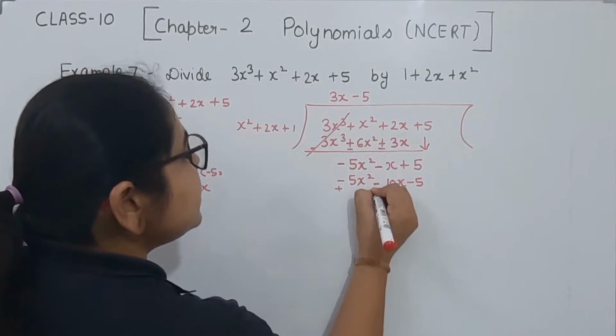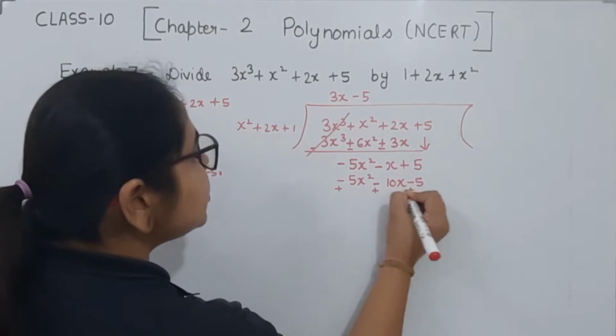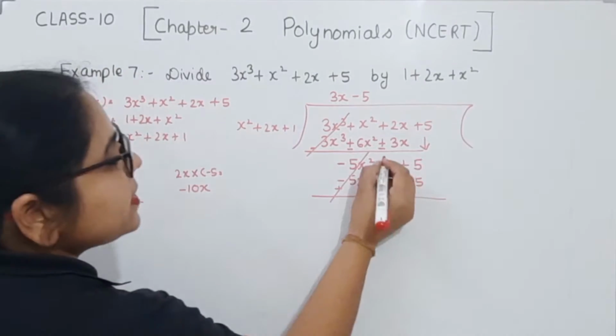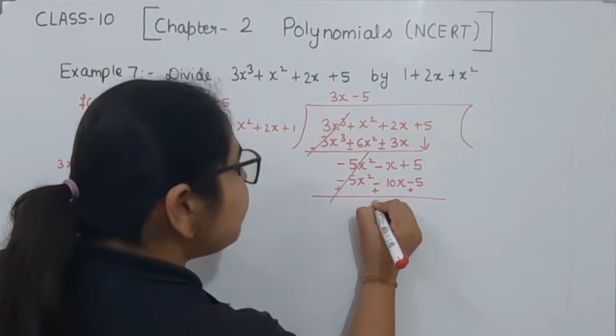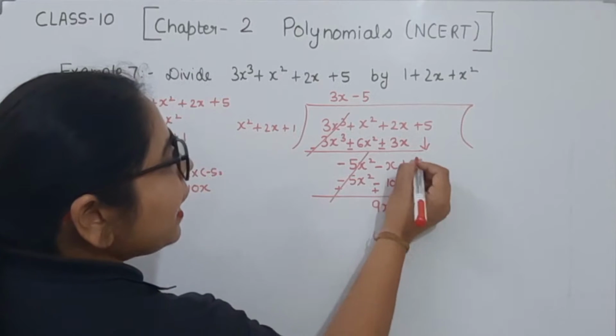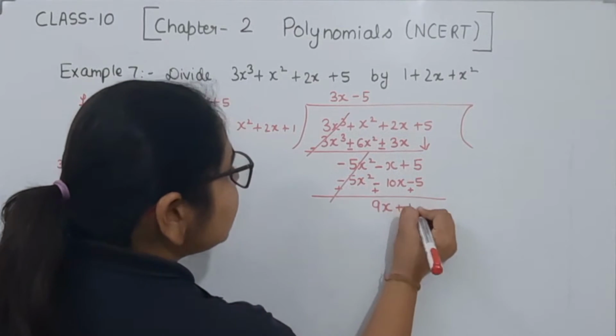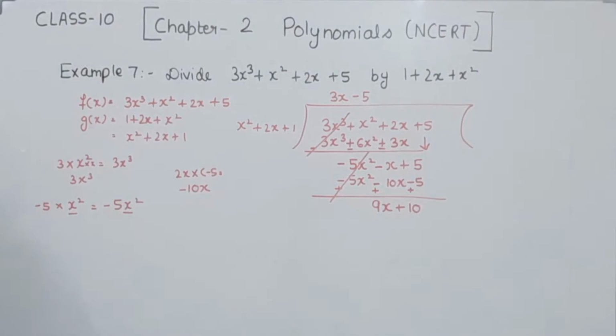Now we have to change the signs we have here. So this one is plus minus cancelled. Now plus minus minus will have plus 9x. And this one is plus and plus, so we will have plus 10 here. So this one we have is the remainder.